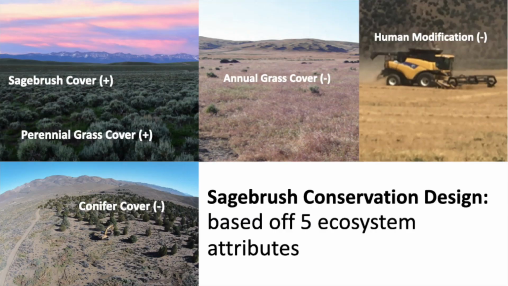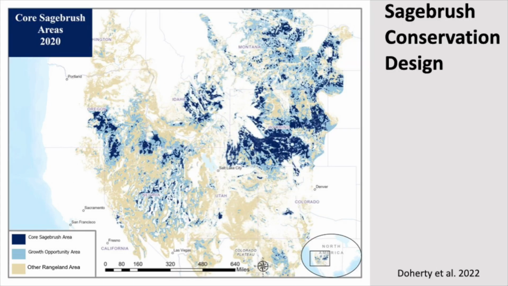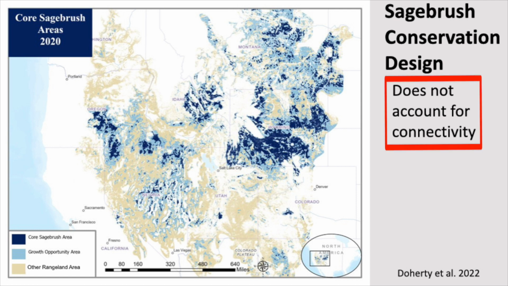And the sagebrush conservation design was based off of 5 different ecosystem attributes. It considered the positive effects of sagebrush cover and perennial grass cover with the negative effects of annual grass cover, human modification, and conifer cover. And so that came together to produce the sagebrush conservation design. We've seen this map multiple times. Generally, the core areas are in dark blue, the growth opportunity areas are in light blue, and the other rangeland areas are in tan. But importantly, one thing that phase one of the sagebrush conservation design did not include was connectivity.